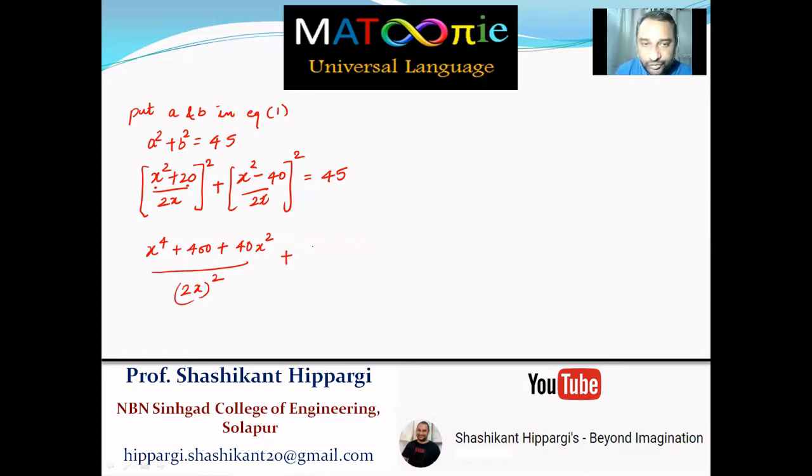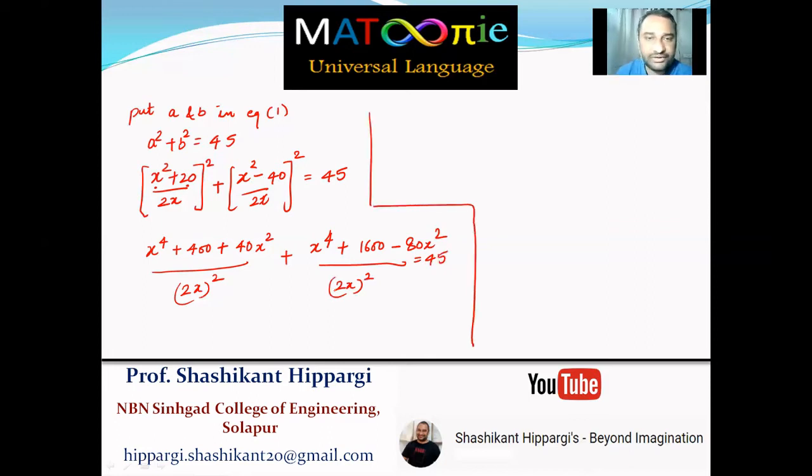So that becomes a square. X square square is x raised to 4 plus b square, 40 square. 4 4s are 16. So that becomes 1600 minus 2ab, because here we are having minus. So minus 2ab. So 2 into 40 is 80 into x square is 80 x square divided by 2x whole square is equal to 45. It is a very easy equation. We will solve it very quickly.